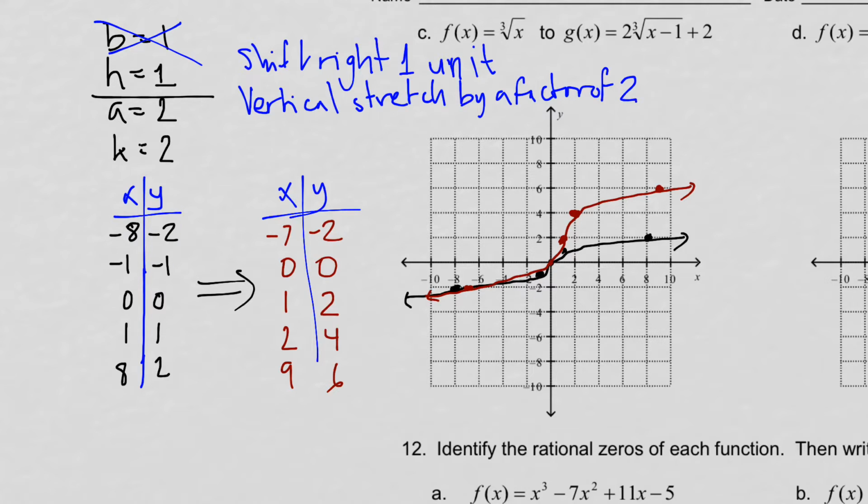Alright, and finally K. K is positive 2, so that means that it's going to be a vertical shift, right? So in this case it's going to be shifting up because it's K. K is vertical. Shift up 2 units. And if you look at the graph, that's exactly what happened. It shifted to the right 1. It stretched. You can see that there's a vertical stretch. The difference between points vertically has been increased by a factor of 2. And it also shifted up 2 units.